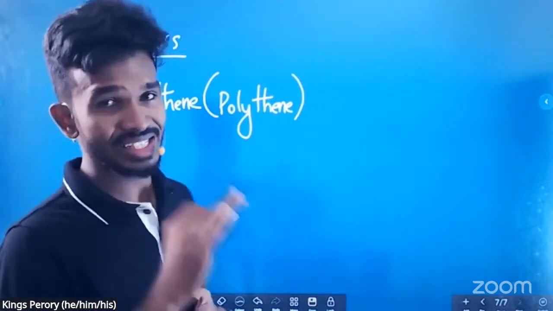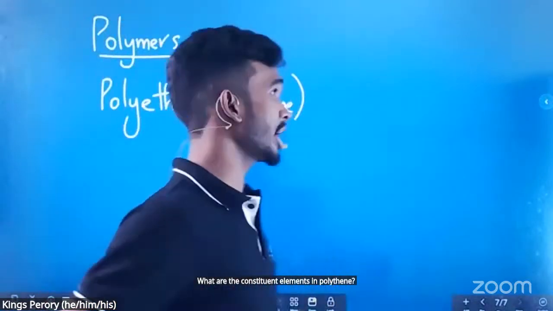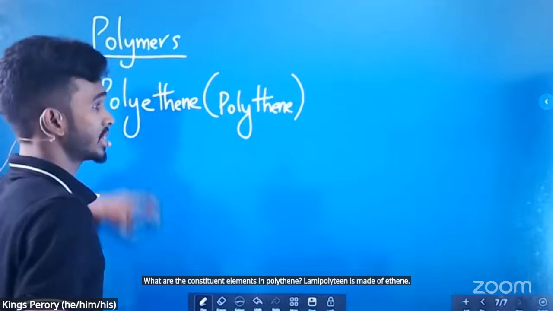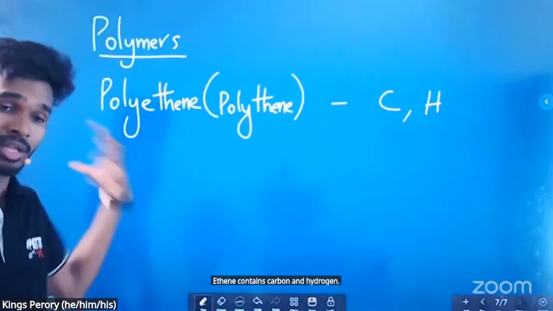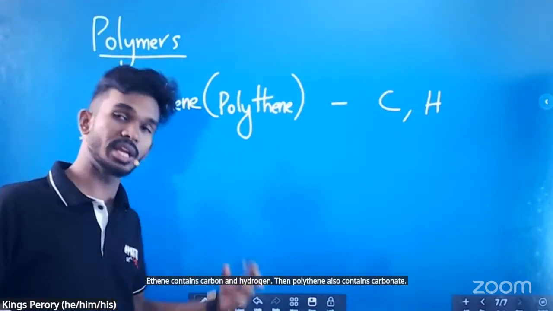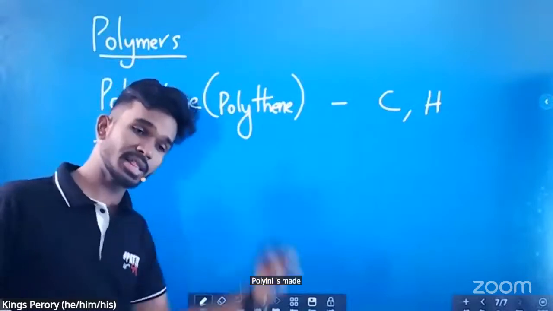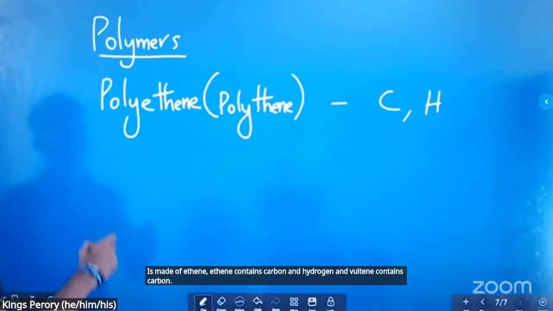What are the constituent elements in polythene? Polythene is made of ethene. Ethene contains carbon and hydrogen. Then polythene also contains carbon and hydrogen.